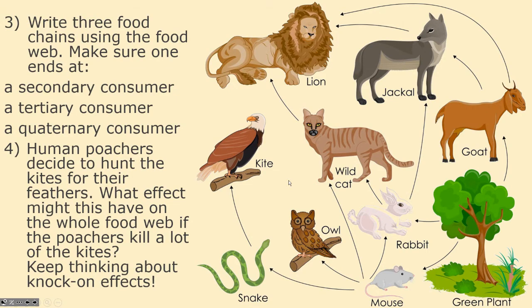Write three food chains using the food web. This is a little bit like that first one where I was talking about the flower and the fly and the frog. So make three food chains and end them at a secondary consumer, a tertiary consumer, and a quaternary consumer. This is another chance for you to pause the video, have a go at making those food chains, and then unpause and we'll go through the answer.